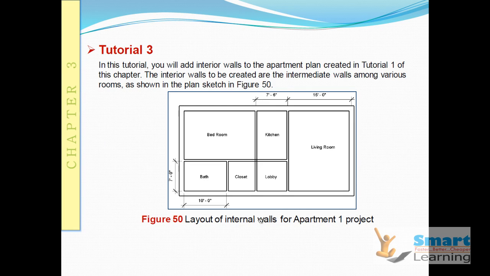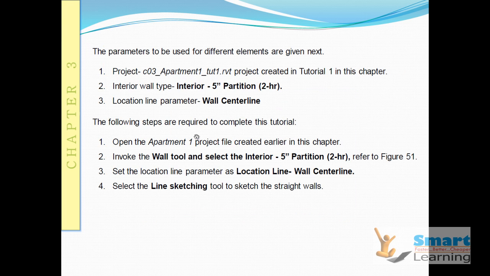In this session, we'll see how to create this complete set of wall structure internally with respect to tutorial 1, where we have created this external wall of 40 and 20 feet. So the same wall will be taken as a reference and we will build these internal partitions. In this project 3 apartment 1, tutorial 1, which we created in tutorial 1, we will be taking interior 5-inch partitions, and the wall center line will be our reference.